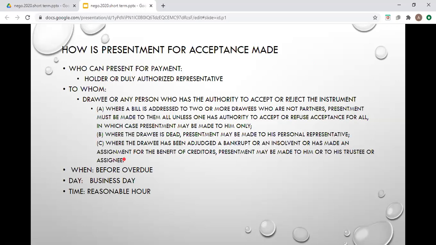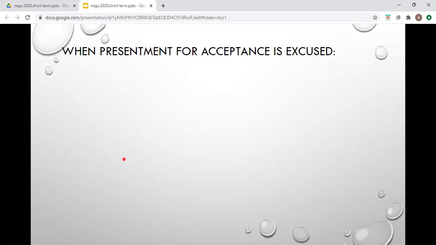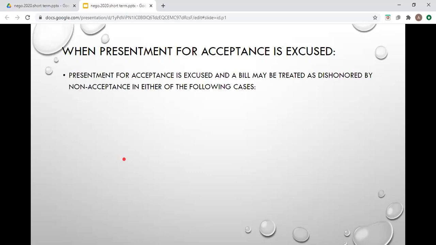So what is reasonable hour? Reasonable hour refers to any time where the business is actually open. If you'll try to present it at the place of residence, then at any time before he goes to sleep or to rest, okay, on that particular day. When presentment for acceptance is excused, what are those instances where presentment for acceptance is not required to be made? Okay? Take note, what is excused here is only the presentment for acceptance.